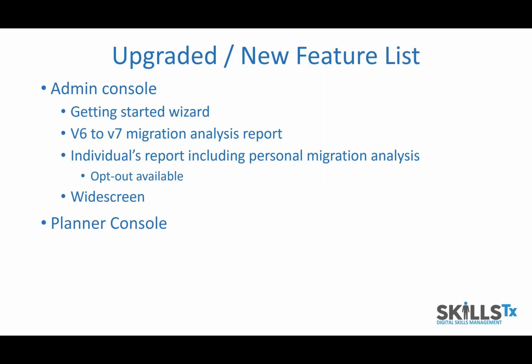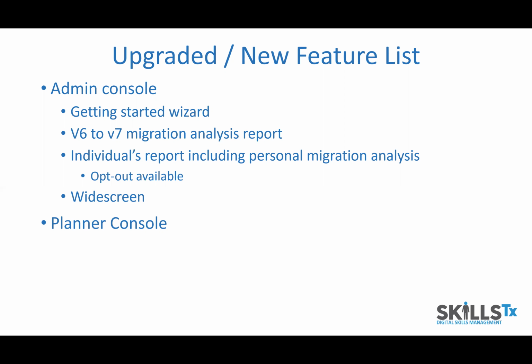And for those organizations that are looking to move from 6 to 7, we've got an organizational migration analysis report, and we've actually built that into the individual's reports as well, with an opt-out option, so you can let us know if you don't want that including. But we think it's a good thing to start advising individuals what that migration path would look like. But we can build your own template that doesn't include that extra data.